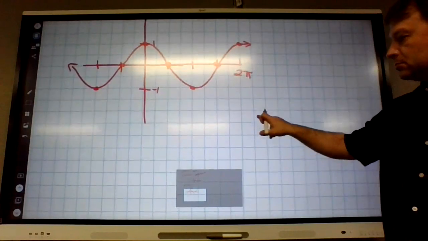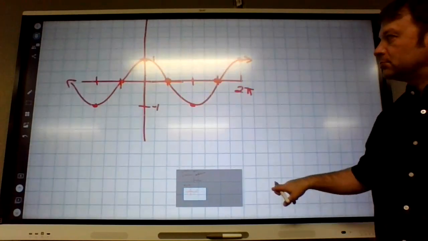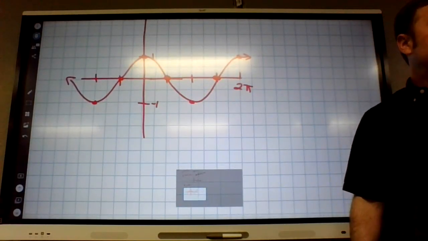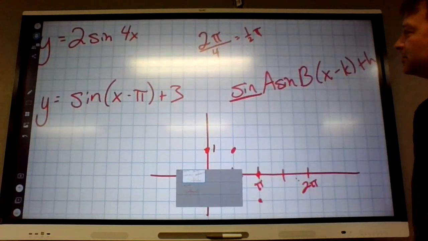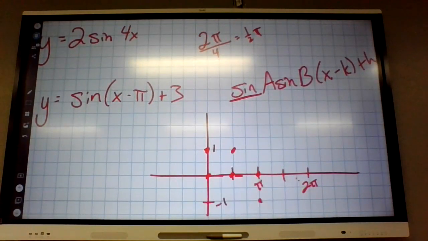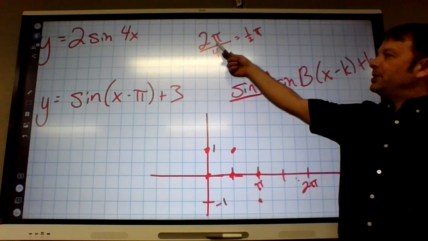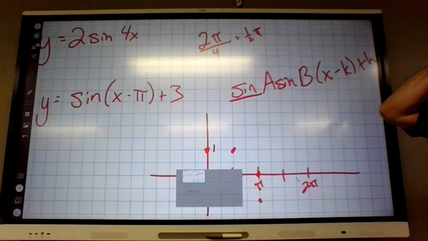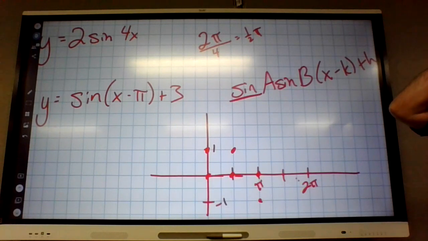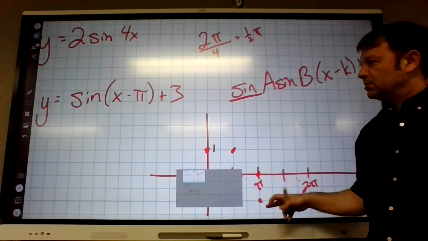I have a question. When you were explaining it, can you go back to y equals 2 sin 4x? What's that 4 do? You do the normal 2 pi divided by 4 to find the period. But what does that mean? Period is how far it goes before it starts repeating itself. Okay, I see.